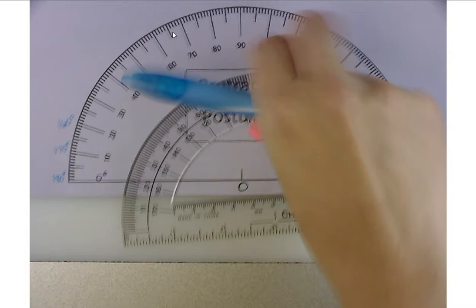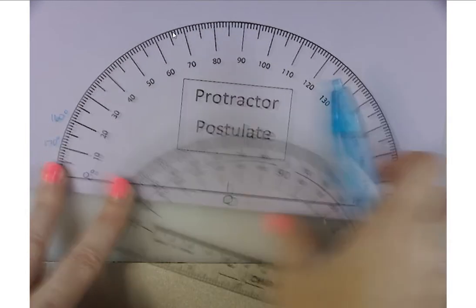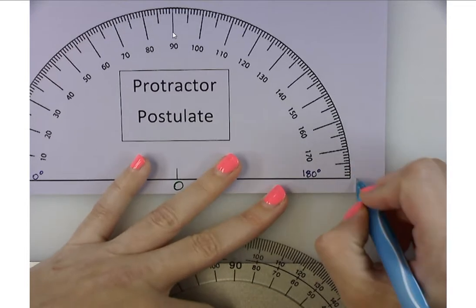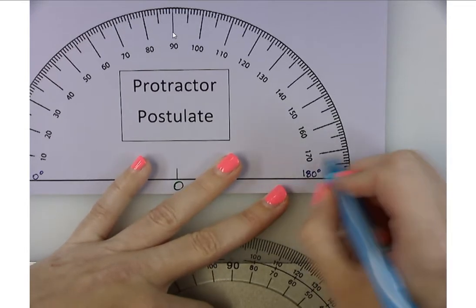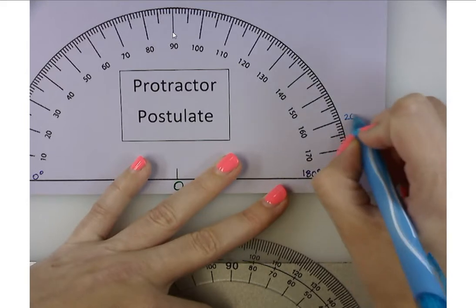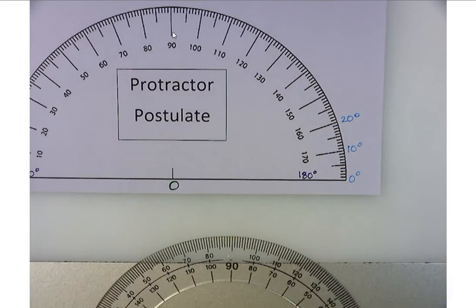And then we'll just do the first 3 of the next one as well. On this side, 180 would also be 0. At 170, I would have 10. At 160, I'd have 20. And then like I said, you don't have to fill in more than that.